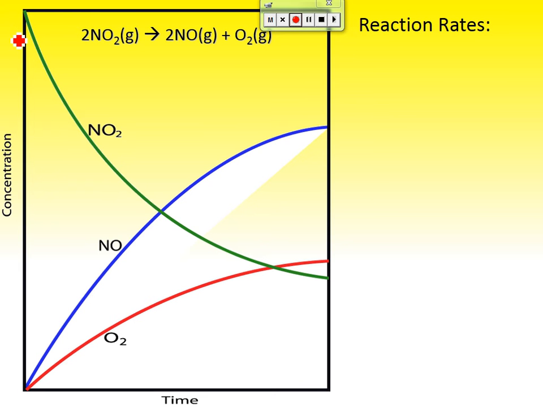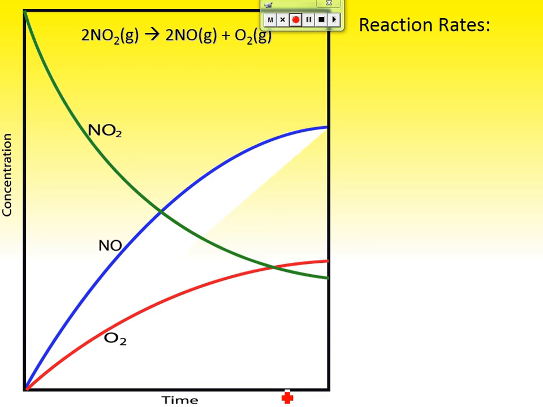Okay, again, whenever you have a graph in science, the first thing you should do is look at what's reported on the axes. On the y-axis here, we're measuring concentration. So as concentration increases, you move higher. On the x-axis, we're reporting time. So as the reaction takes place, we're just tracking what's happening through time.